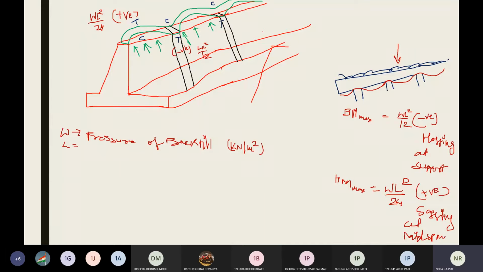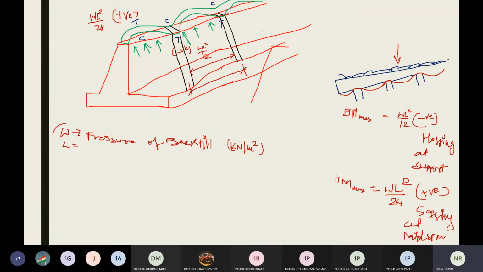What is L? L is the distance between the counterfort members. Either this distance, or you can consider center to center distance also. So actually it is center to center distance between the counterfort members. And 12 and 24 are the constants.